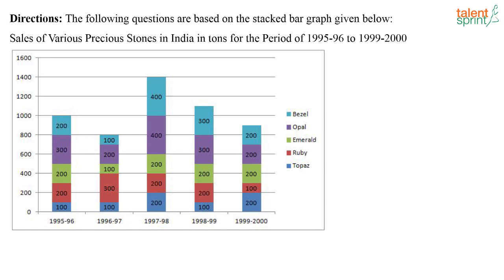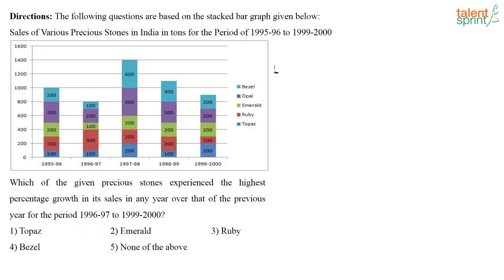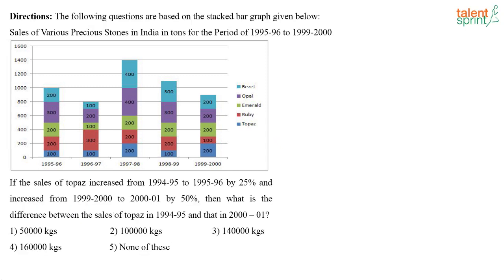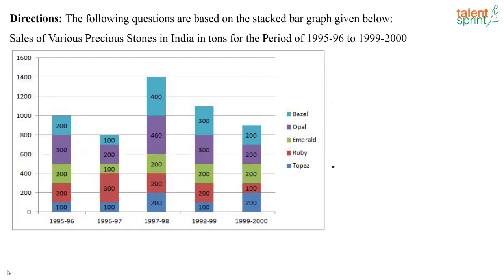Next. So the next is the data interpretation set. What is the first question here? Which of the given precious stones experience the highest percentage growth in its sale in any year over that of the previous year from the period 1996-97 to 1999-2000? So what are they asking? Which of the given precious stones experienced the highest percentage growth in its sales? So there has to be a drastic increase in sale from one year to the next in the given period. Which of that stone has the maximum increase like that? So look at the graph here.